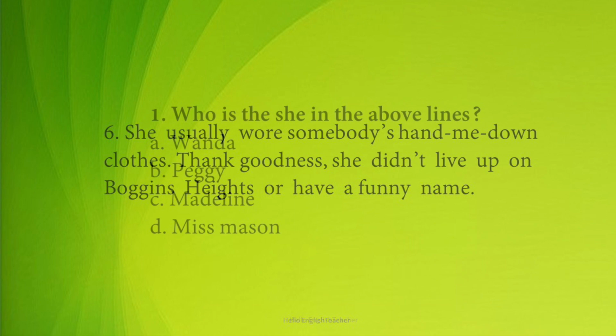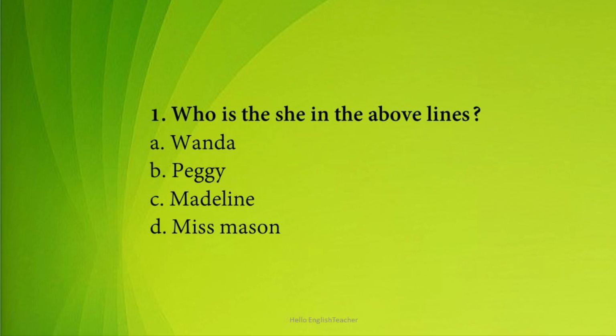So, who is the she in the above lines? It is Wanda, Peggy, Madeline, or Miss Mason. So, here she is Madeline, because Madeline used to wear somebody's hand-me-down clothes, and she was not living in Boggins Heights, and she also did not have a funny name. So, let us look at the next question.